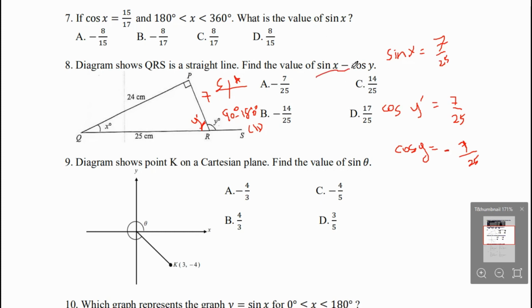Okay, after that, sine x minus cosine y. So 7/25 minus negative 7/25. And this is equals to 14/25, C.